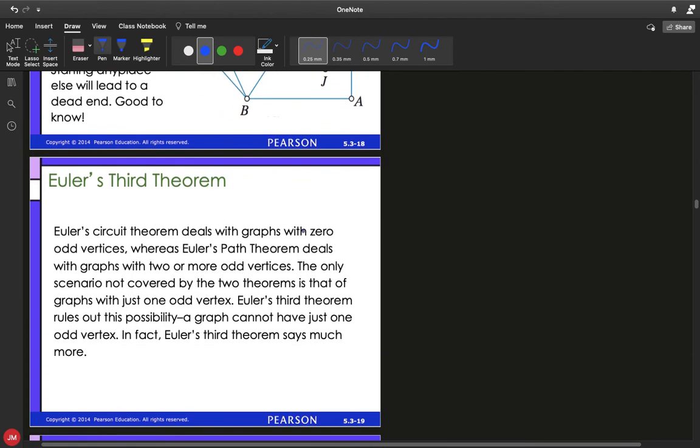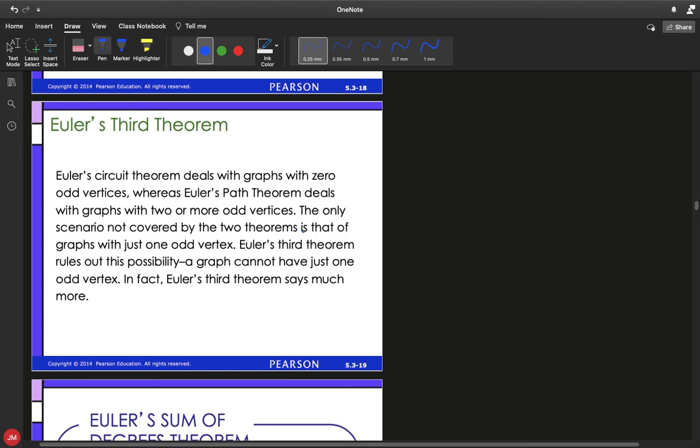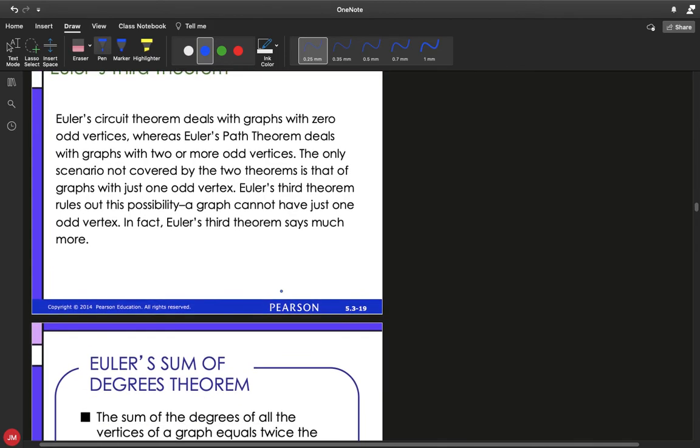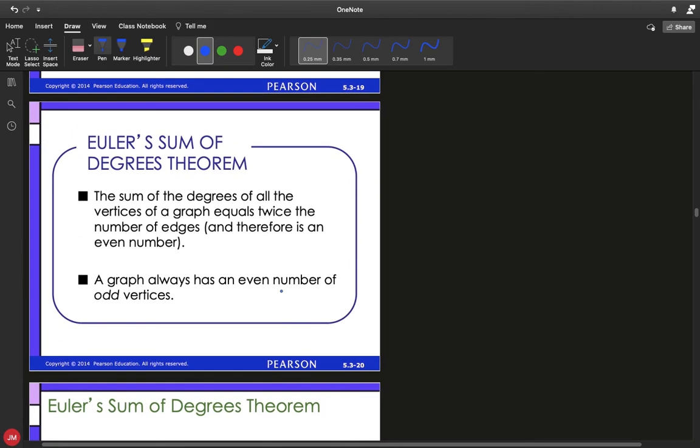Okay. Now there is a third theorem that Euler developed that relates the degrees of your vertices to the number of edges, so we're going to talk about that. In addition to his path theorem and his circuit theorem, here is Euler's sum of degrees theorem, which says that the sum of the degrees of all of the vertices on a graph equals twice the number of edges. Therefore, the sum of the degrees is always going to be an even number. A graph always has an even number of odd vertices as well. So that's the other part: the number of odd vertices has to be an even number.